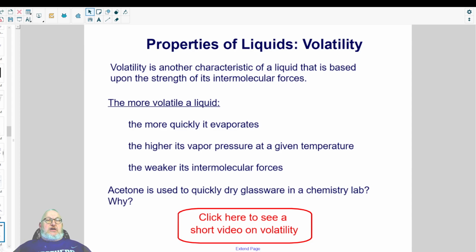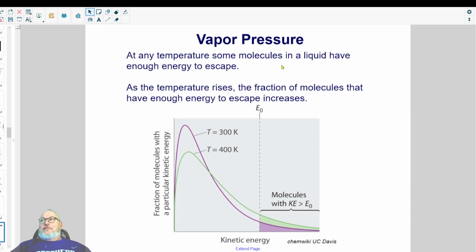We use acetone to dry glassware in chemistry lab. I do. Right? Why? Because it's very volatile. Right? It will quickly evaporate. It's got a much higher vapor pressure.